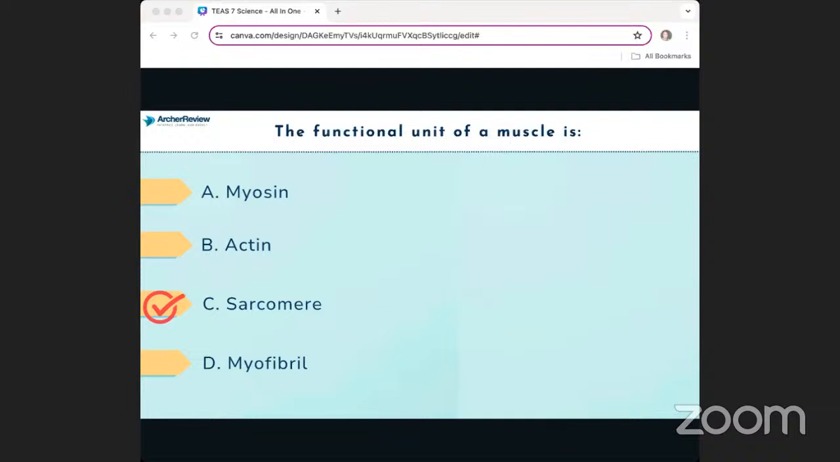All right, the functional unit of a muscle is C, the sarcomere. Options A and B are filaments that are involved with muscle contraction, but they are not the functional unit of the muscle itself. So you can rule myosin and actin out. And D, myofibrils, those are the organelles that contain the sarcomere, which will house the myosin and actin. But it is not the overall functional unit itself. So sarcomere is the correct answer, the functional unit of the muscle.